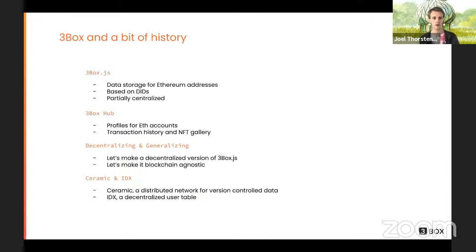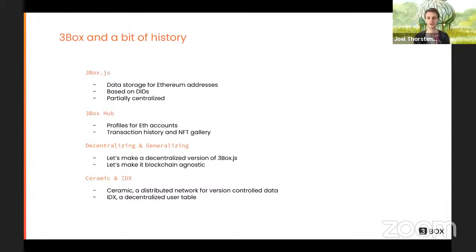So 3Box was started between 2 and 3 years ago. And the first thing we created was an SDK called 3Box.js. What this allowed you to do is store data that was associated with an Ethereum address. At the time, the Ethereum space was very focused on all your backend stuff, like stateful things live on chain on Ethereum, and we hadn't run into the scalability issues yet. And all the front end stuff is just a static front end.